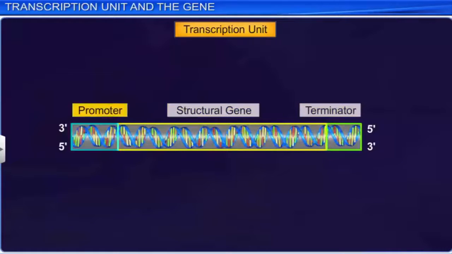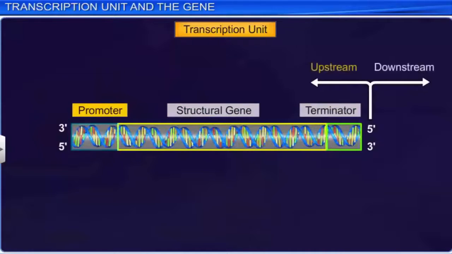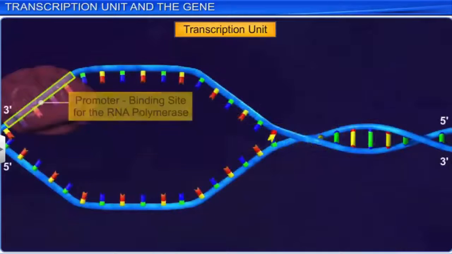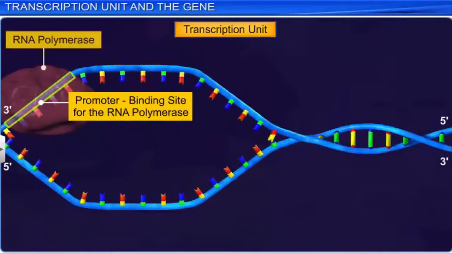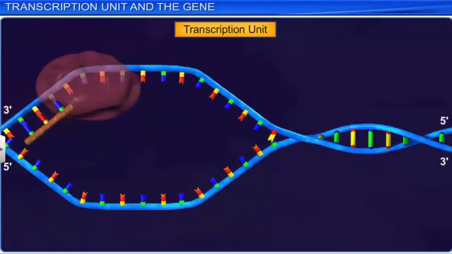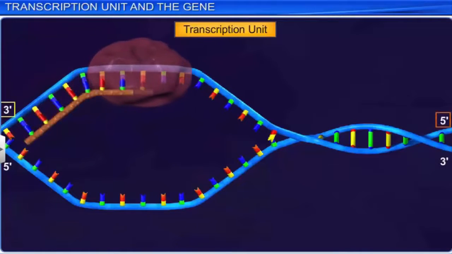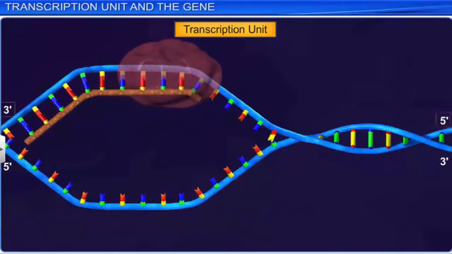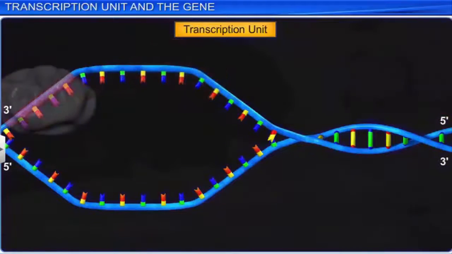The promoter is the starting point of the transcription process and is present upstream at the 5' end of the structural gene. In the promoter, there is a binding site for RNA polymerase, which moves along the DNA strand from 3' to 5' direction. With the help of RNA polymerase, the promoter can code for the two strands of the DNA helix.